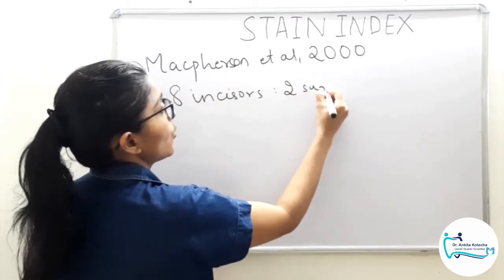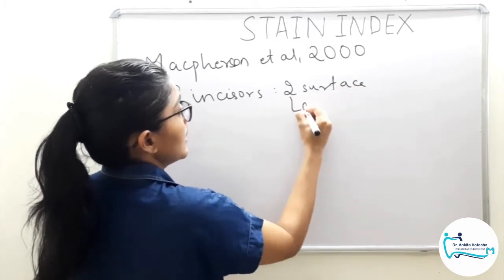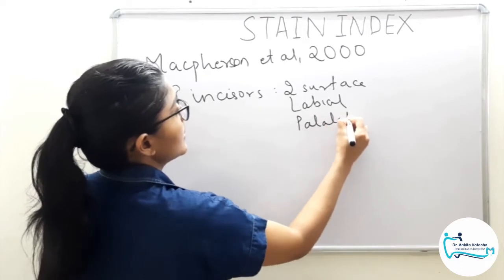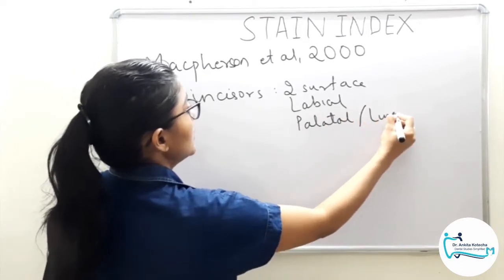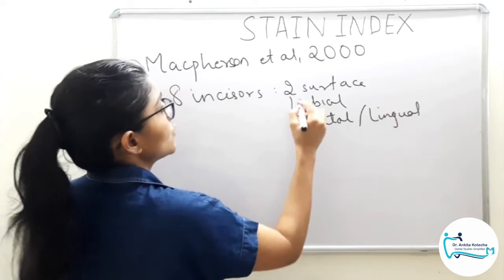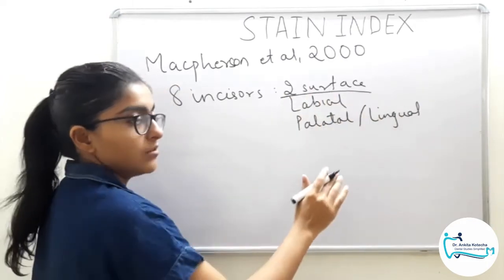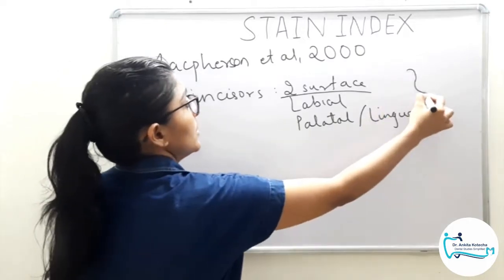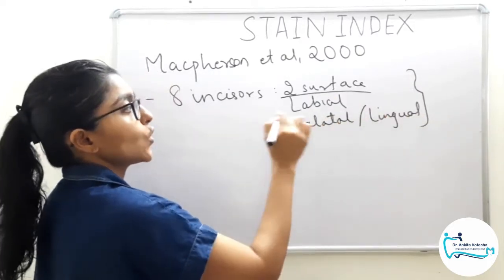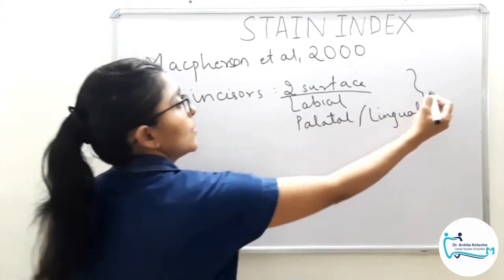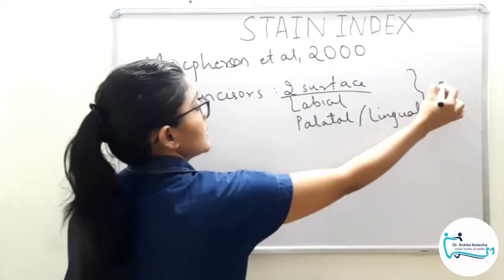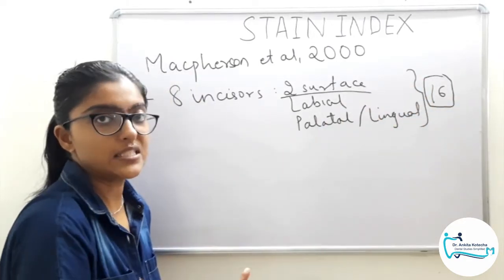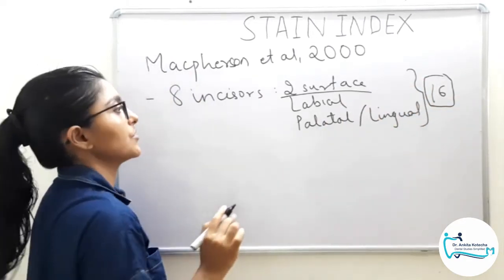2 surfaces on each tooth, that is labial and palatal on the maxillary teeth or lingual on the mandibular teeth. So 2 surfaces on each tooth, and 8 teeth. So instead of 8 surfaces, now we have 16 surfaces. Clear? This is the first difference. This is the first modification.